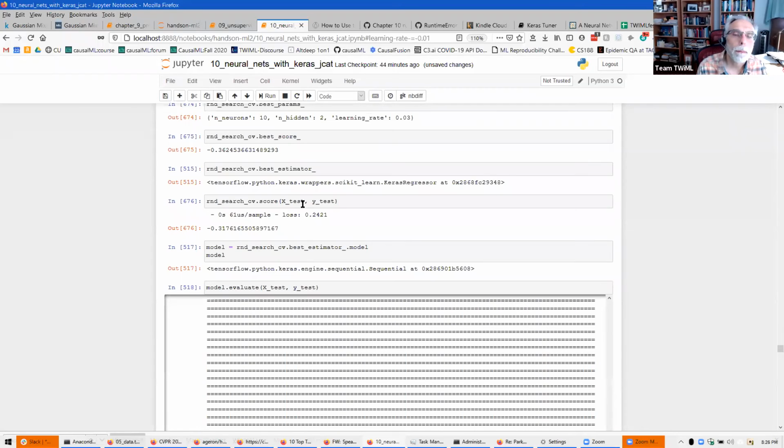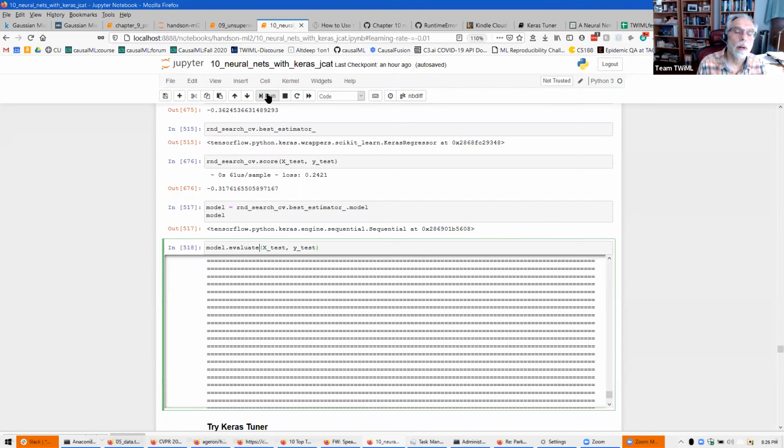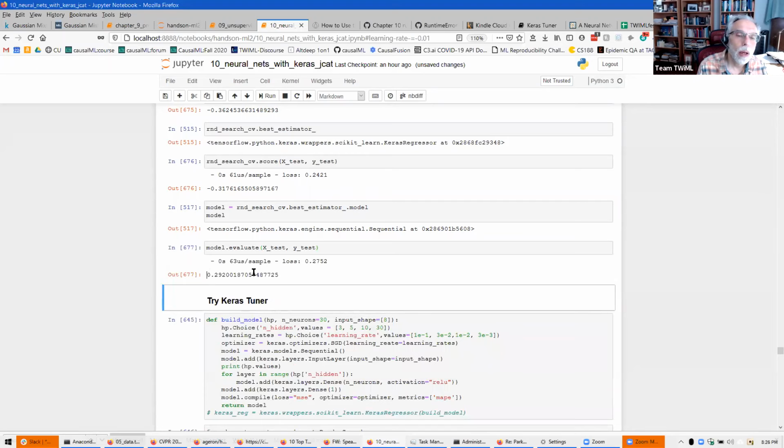What is this, and what is this? And why is it different than this? Anyway, and then we can evaluate on the test set, and now we get a loss of 0.27, which is only a little bit worse than that. So 0.27, now it's like $50,000 roughly. The square root of that, in units of $100,000, is 0.5 times $100,000, so it's $50,000.